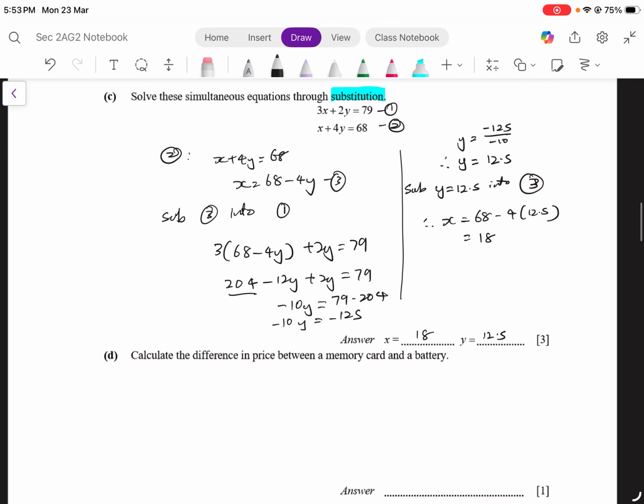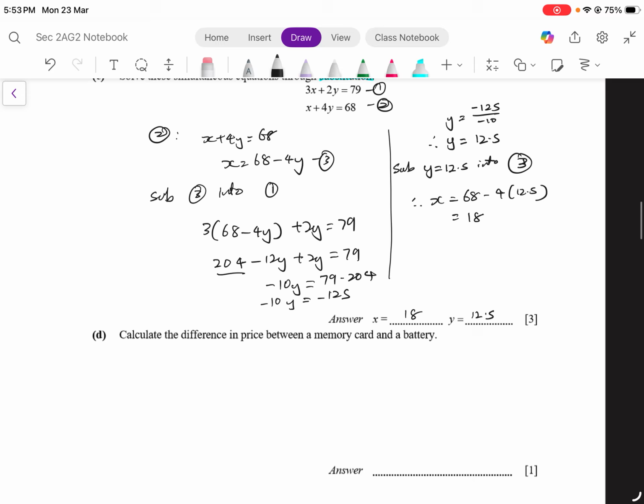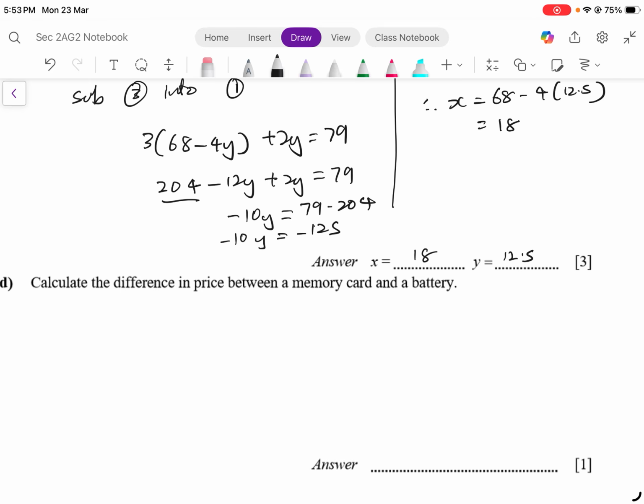So these are the two prices for the memory card and the battery, right? So what's the difference in price? The difference in price will be 18 minus 12.5. You should get $5.50. Right, so overall simultaneous equations should be quite easy.